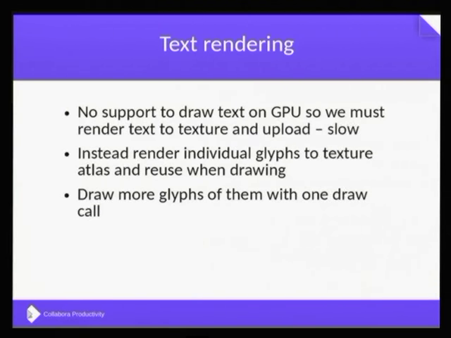So what is usually done here is to cache the glyphs of the text and try to draw individual glyphs as textures in a texture atlas. Usually this can be done in one draw call, which is very, very fast.